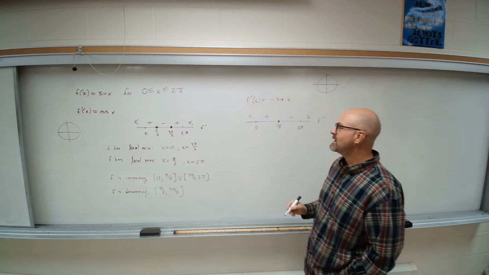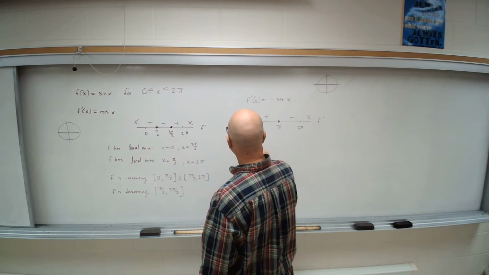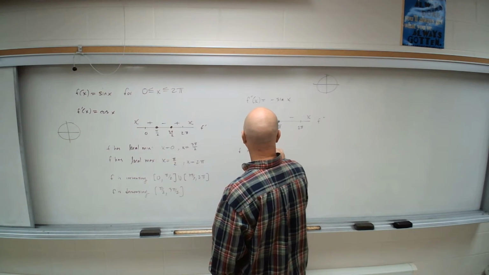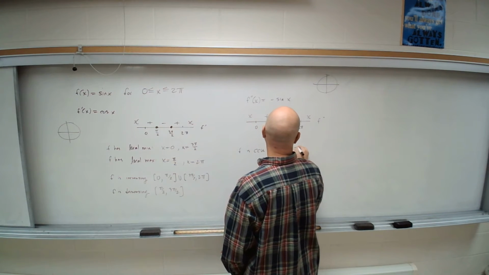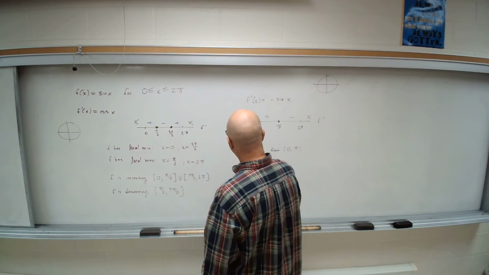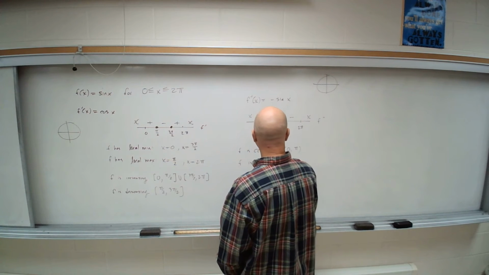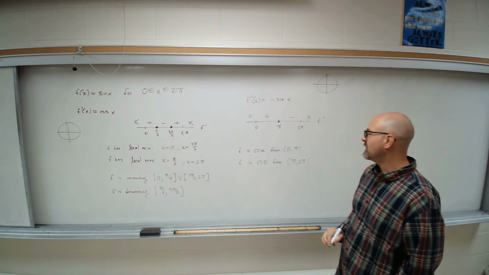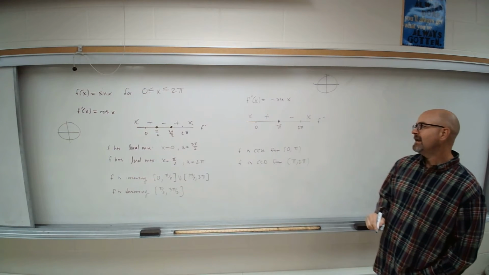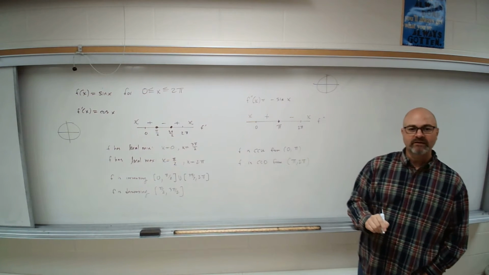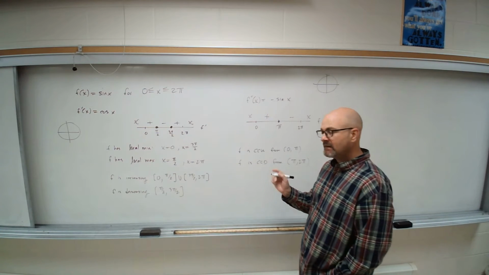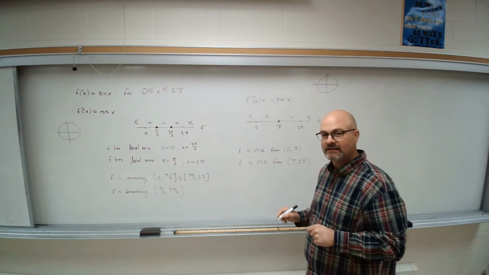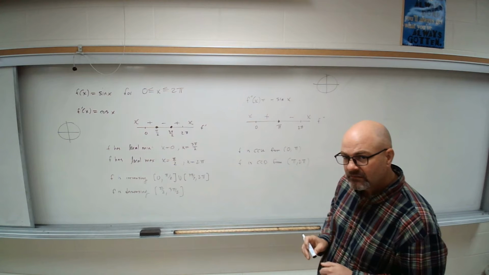Sure. So we'd say f is concave up from 0 to pi. F is concave down from pi to 2 pi. We're going to leave those as open intervals. And then if you wanted to, we could say there's a point of inflection at pi. Yes? So do you not even take the negative into account then when you're determining concavity?